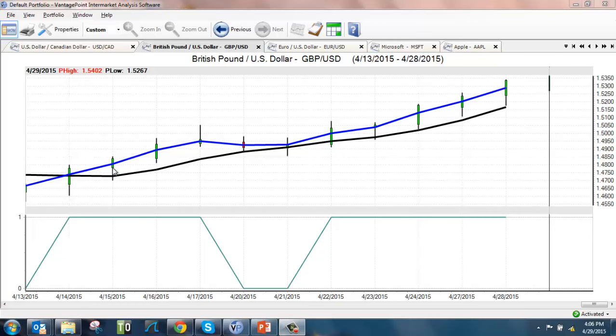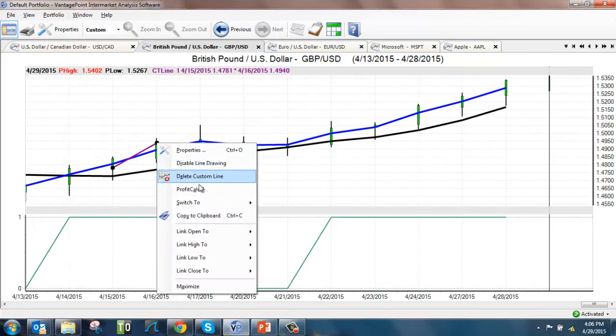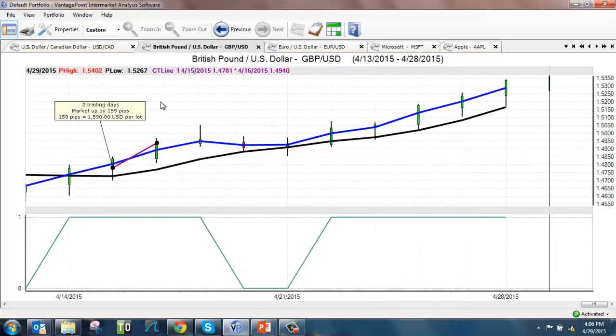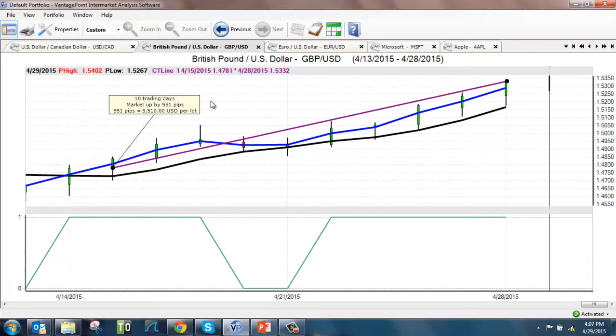And look at this. In just one day, boom. This trend went up, and you made significant money per lot. 159 pips, $1,500 profits, but since then, the blue line stayed above the black line. The entire time you're in this position, VantagePoint is indicating this trend is going to keep trending up. For the last 10 trading days, that's a couple of weeks right there, you're up $5,500 per lot. So you invest about $2,000 in a single lot, and you're up $5,500. Now, right there, you can see how very easily intermarket analysis, VantagePoint, can help you make money on a consistent basis.